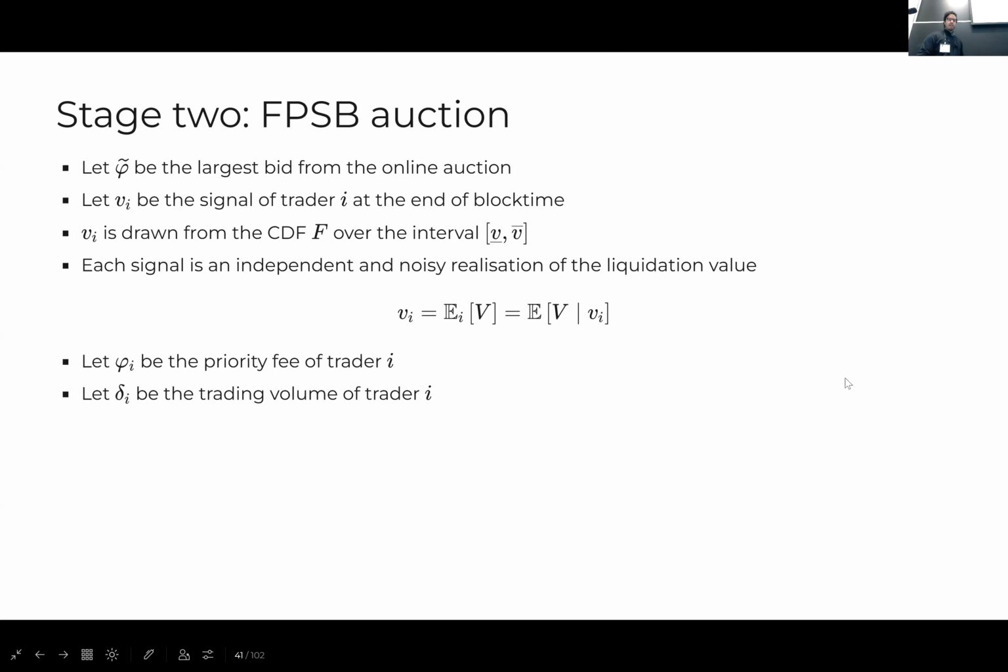I will call phi_i the priority fee of trader i. Remember that we are at the very last round, the first price sealed bid auction. And I will call delta_i the trading volume of trader i. In equilibrium, the strategic behavior of traders is not only the priority fee, but also how much they will trade, how much volume they will actually send in the transaction.